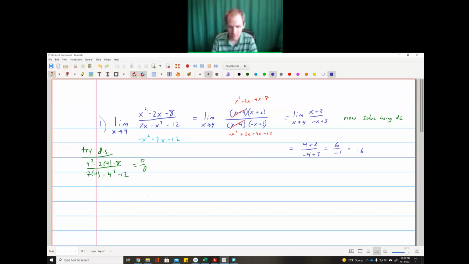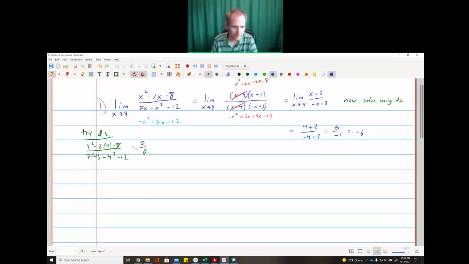All right. So let's just keep plodding along. Number 2, the limit as x approaches 3 of x squared plus 2x minus 15 over x squared plus 2x plus 10. Okay. Once again, I'm going to try direct substitution.